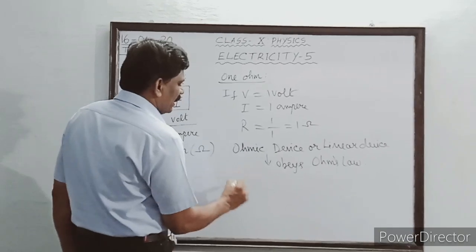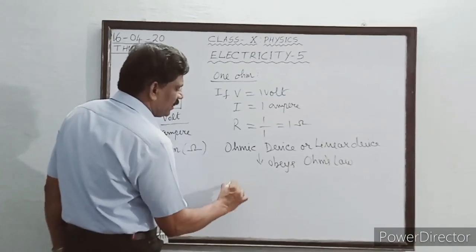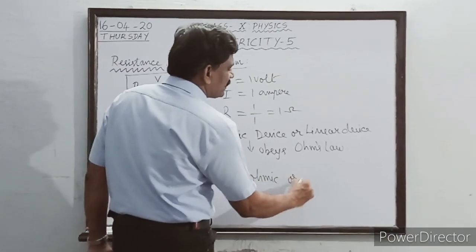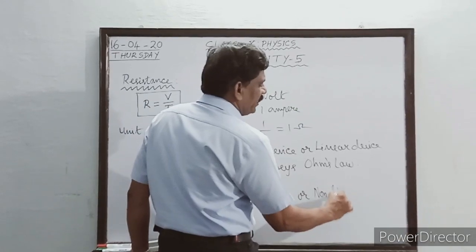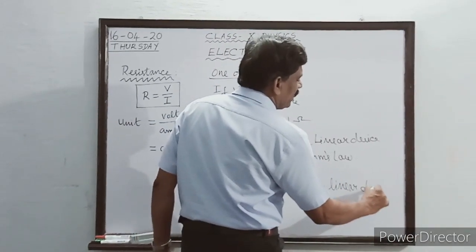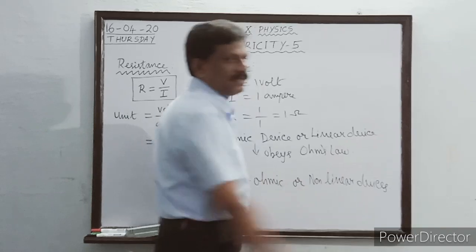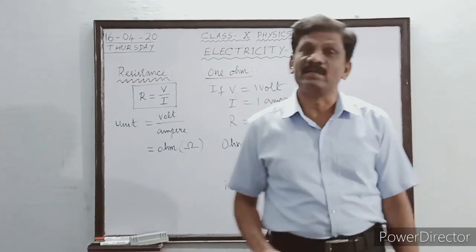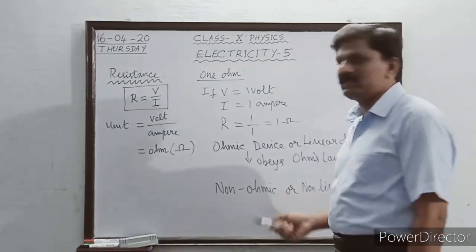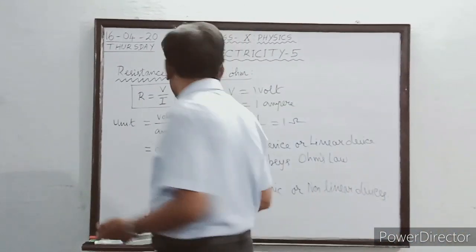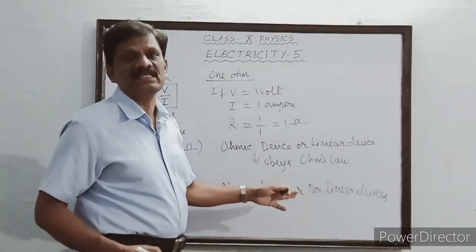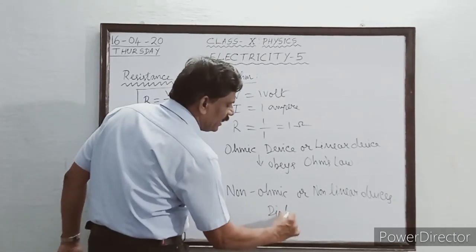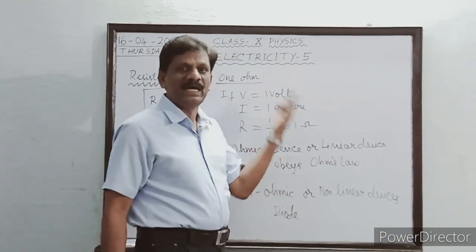Another type of devices are called non-ohmic devices. Non-ohmic devices are also called non-linear devices. What do you mean by a non-ohmic device? Such devices will not obey Ohm's law. Okay. What are the examples we can give? I will tell you at a later stage. We are going to study about the non-ohmic devices. These are some semiconductor devices like the diode. This is one of the examples which we are going to study in the higher classes only.